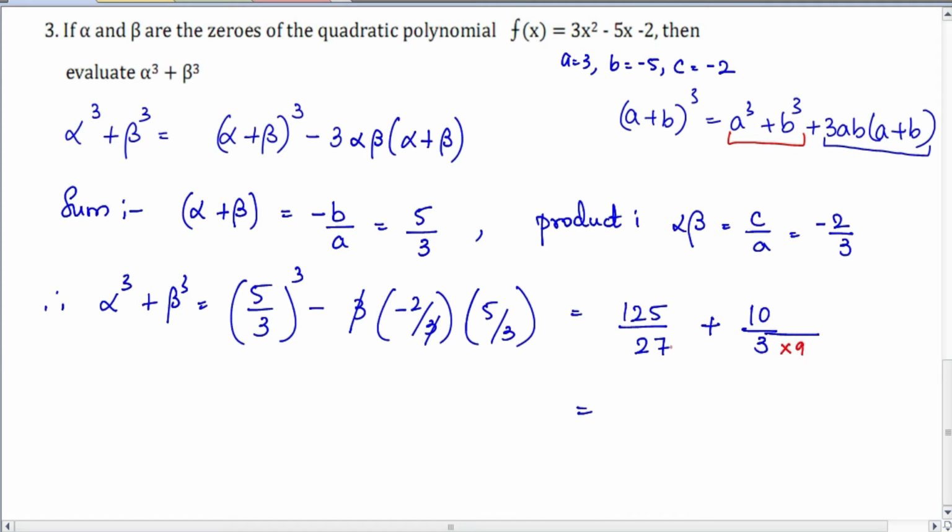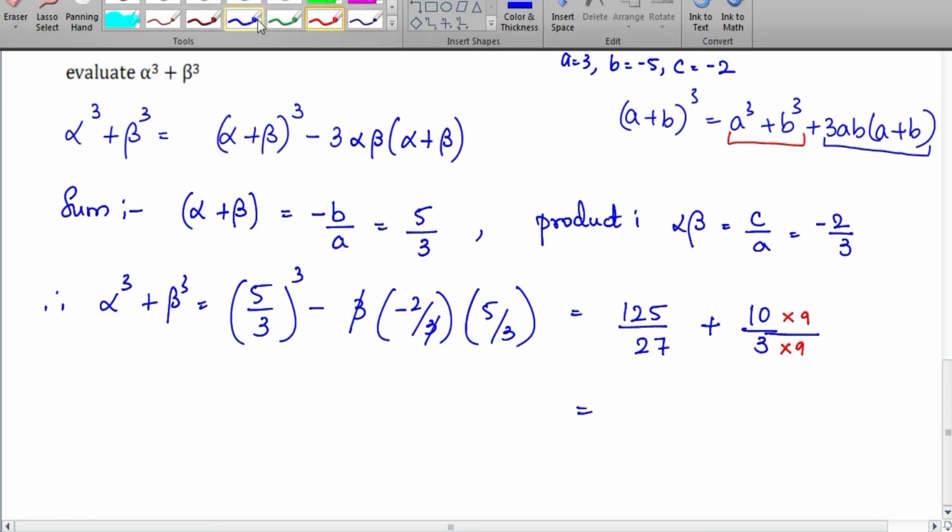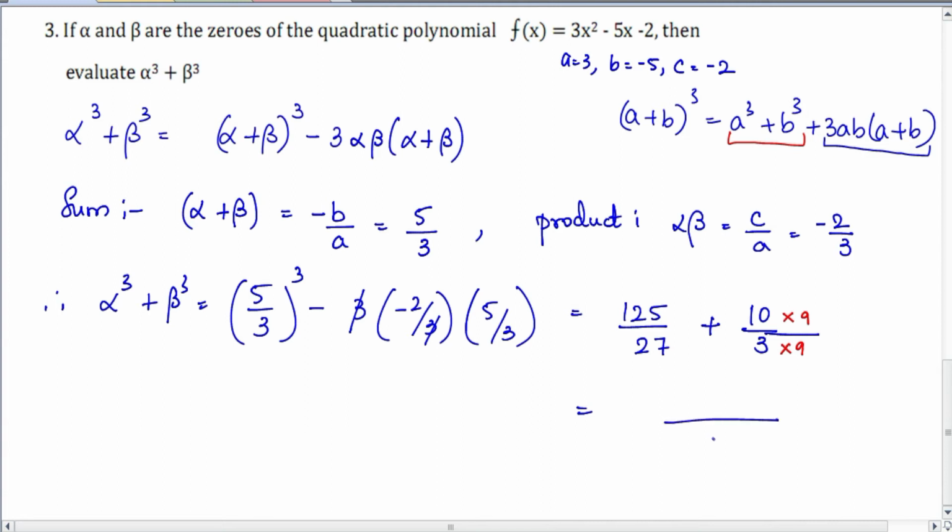So 3 into 9 is going to give you 27. Here also you multiply by 9 so that the denominators become equal. Now 27 is the common denominator. Here you have 125 plus 10 into 9, which is 90. So the answer is 215 divided by 27. You can further divide it if it is divisible, otherwise you can keep it as it is. In this case it is not divisible, so we leave the solution as it is.